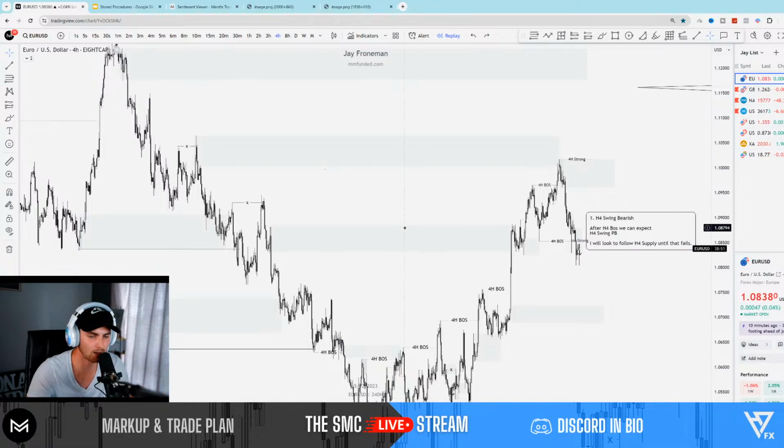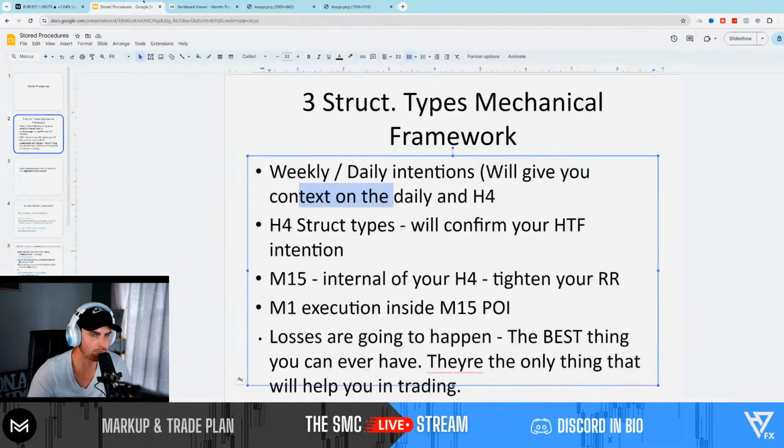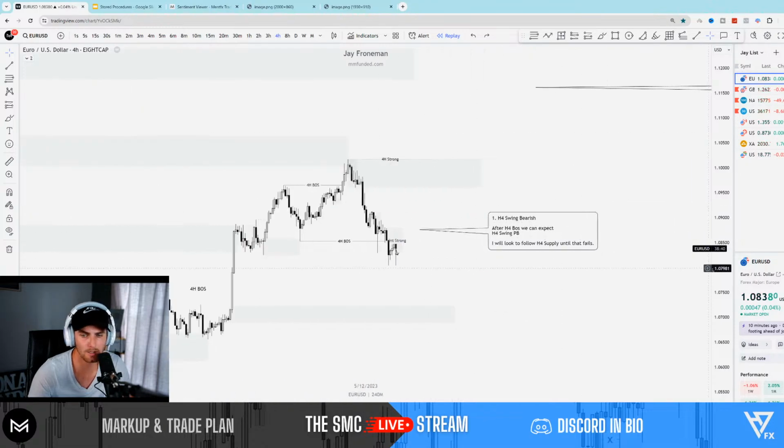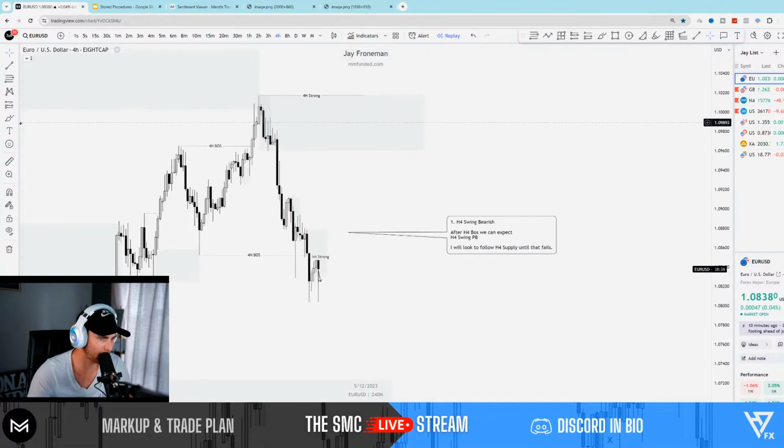Okay, so all it is, it's a follow and it's an execution of the rules that we have already laid out, regardless of the outcome of that trade. The fact, again, comes down to this quote: we've executed under a rule set is a win regardless of the outcome.